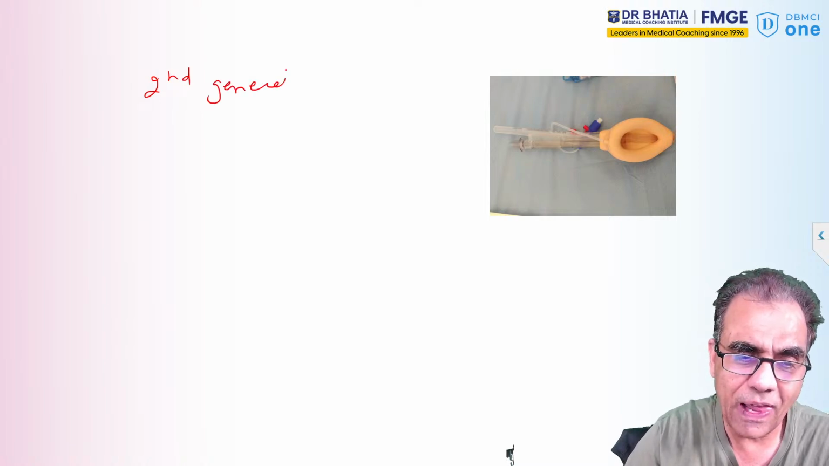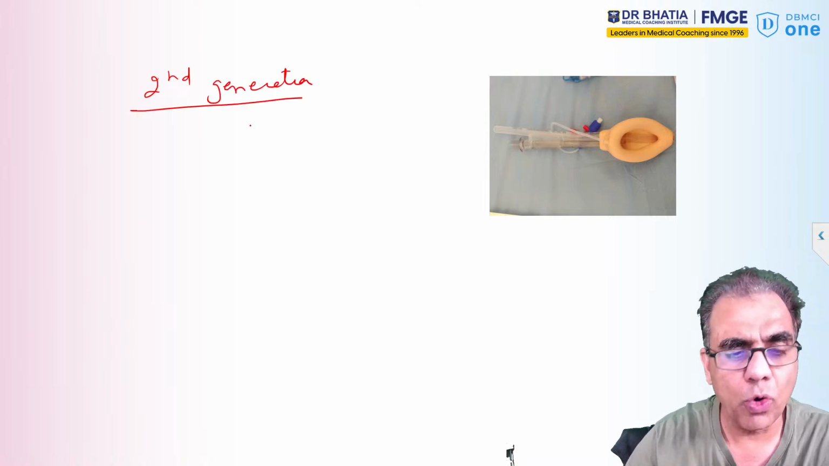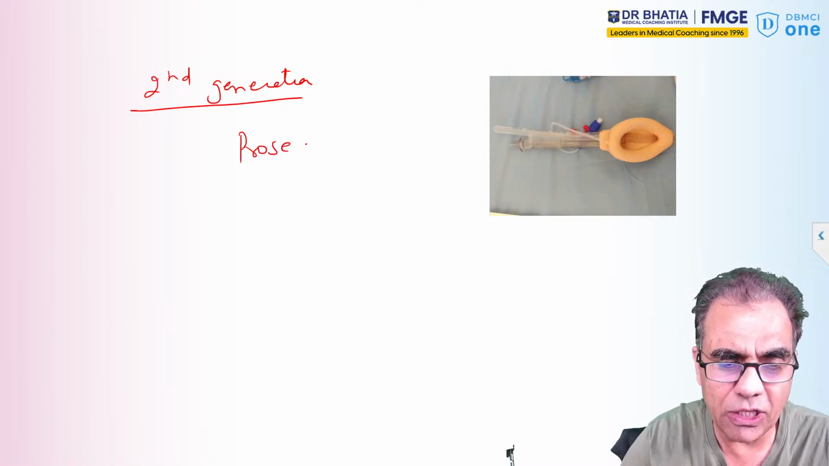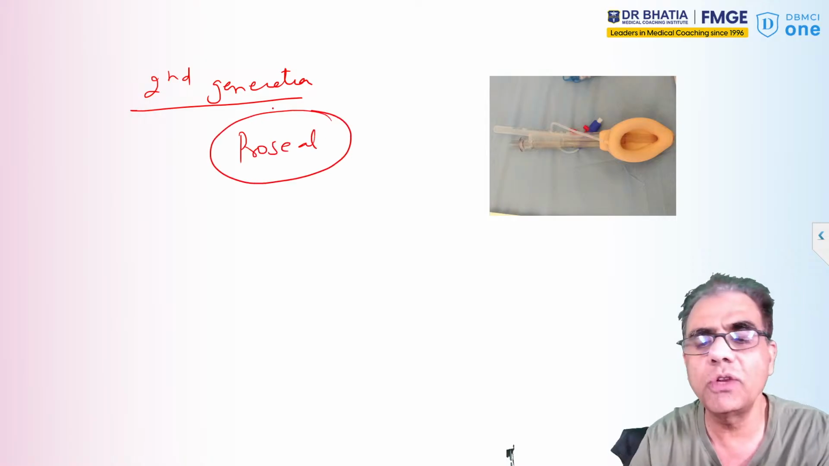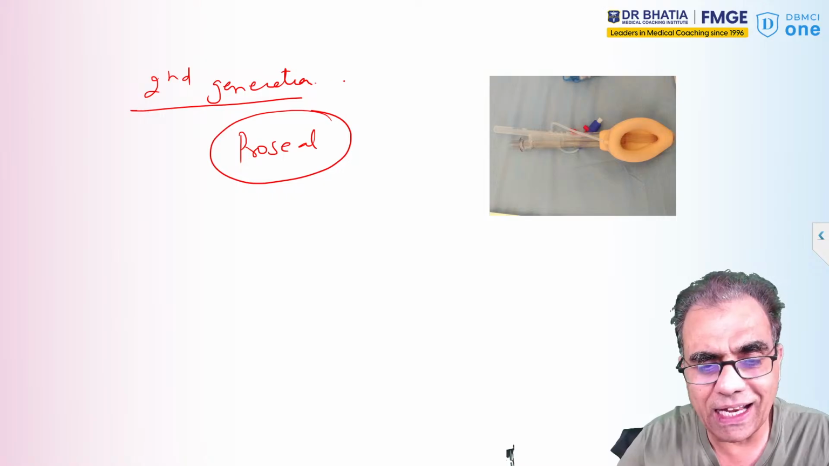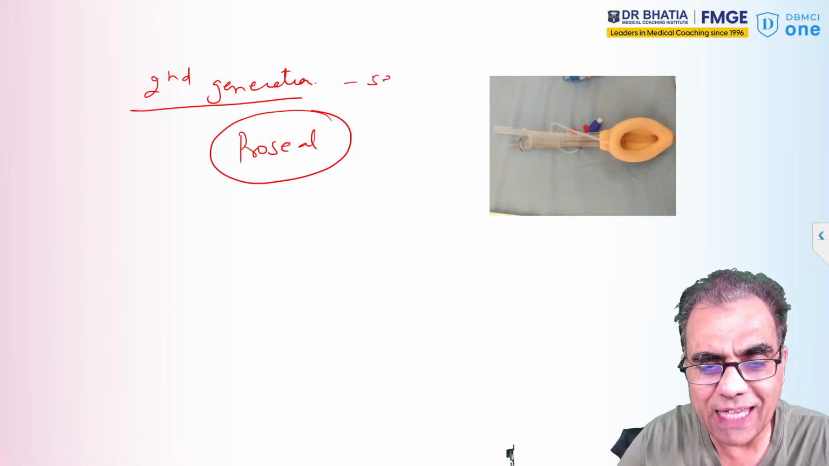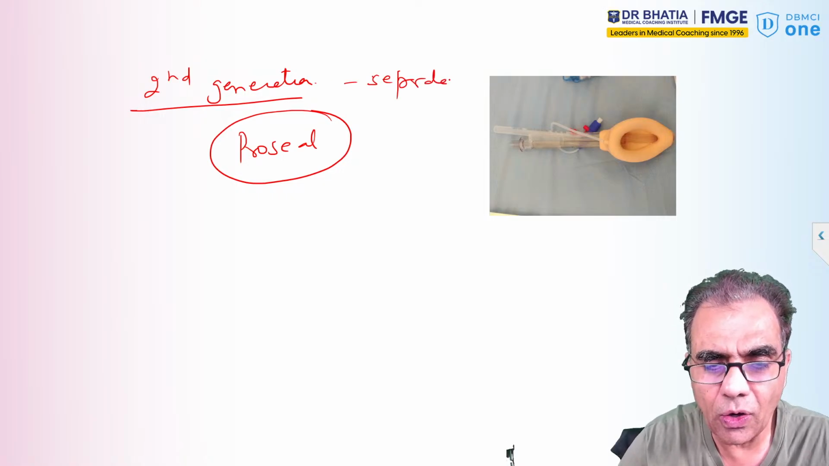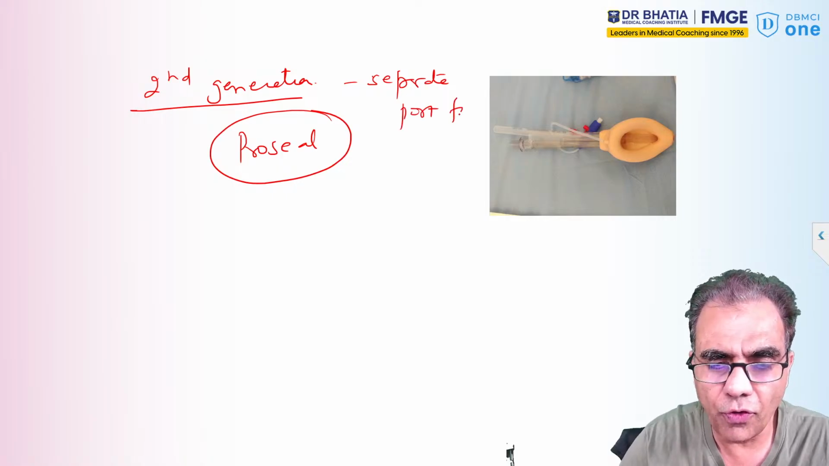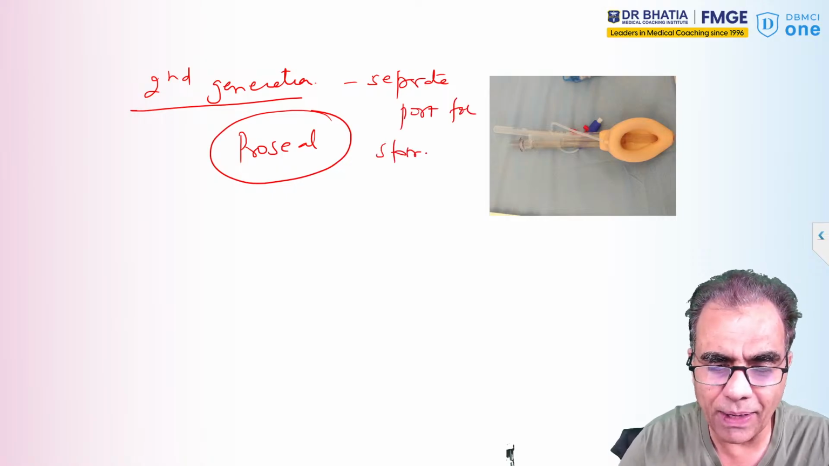Therefore, nowadays we are using the second generation LMA. And the prototype of the second generation LMA is ProSeal. So can you see ProSeal? Second generation LMAs have a separate port for stomach decompression.